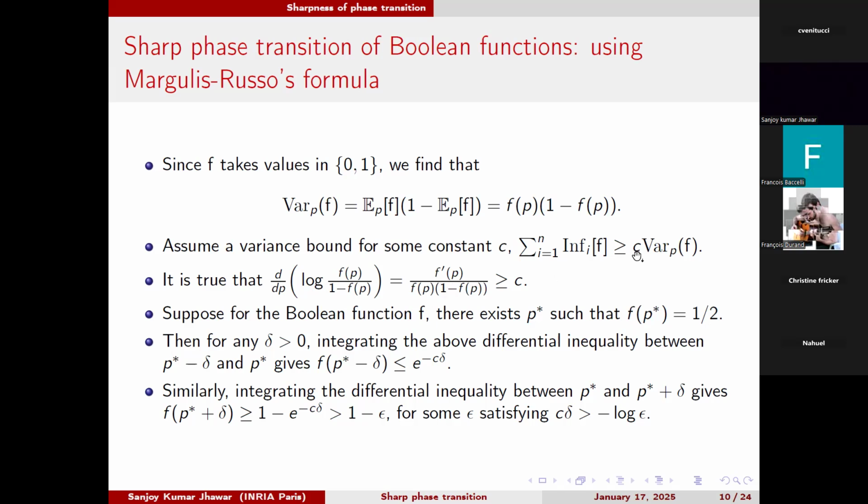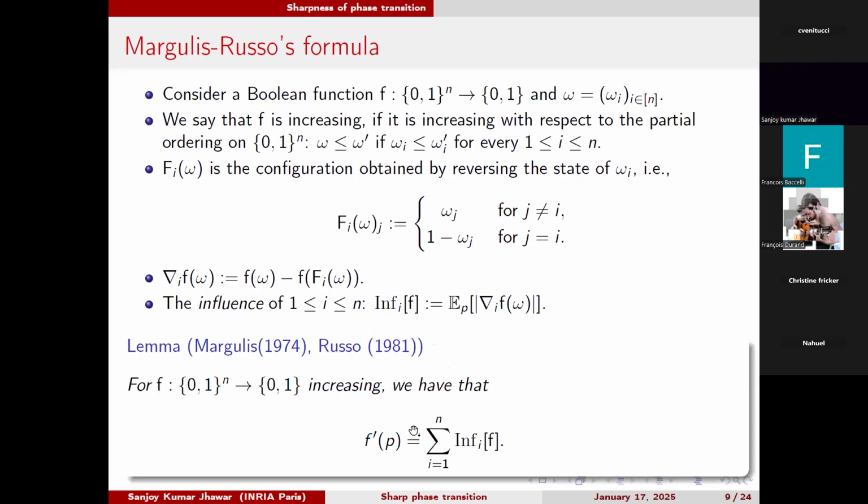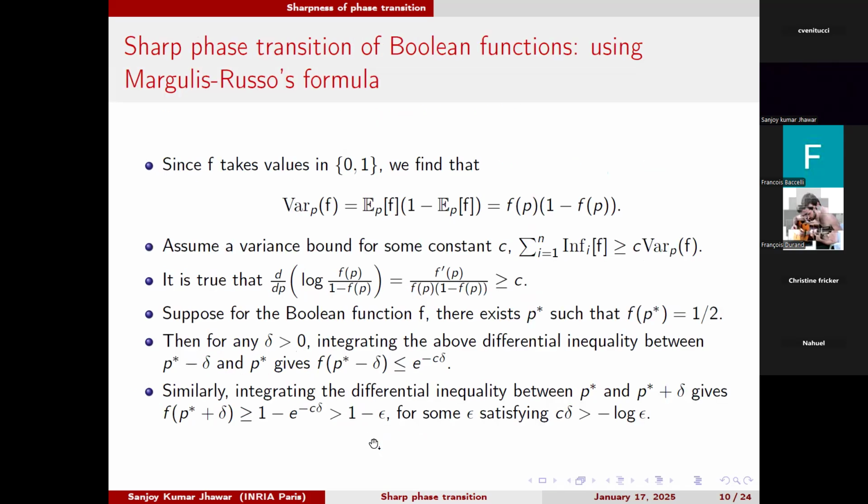Then using the variance inequality, and if we go back to the Margulis-Russo formula, the sum of influences is nothing but the derivative of the function, right? Not the function, the average value of the function. Okay. And along with the variance inequality, we can say that this ratio is larger than some constant. Okay. Then we have a differential inequality, that is, the differentiation of this function with respect to p is larger than some constant.